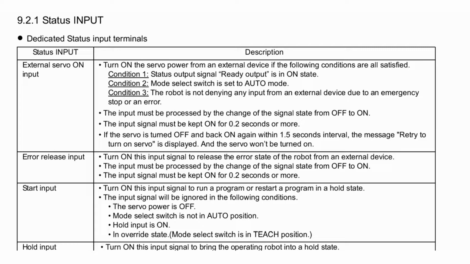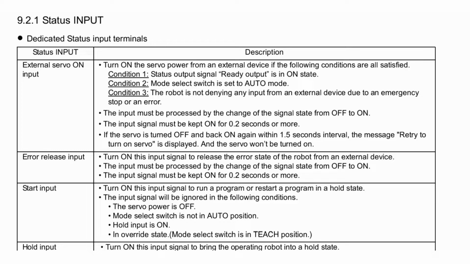Description, turn on the servo power from an external device if the following conditions are all satisfied. Condition 1, status output signal, ready output is in on state. Condition 2, mode select switch is set to auto mode. Condition 3, the robot is not denying any input from an external device due to an emergency stop or an error. The input must be processed by the change of the signal state from off to on. The input signal must be kept on for 0.2 seconds or more.